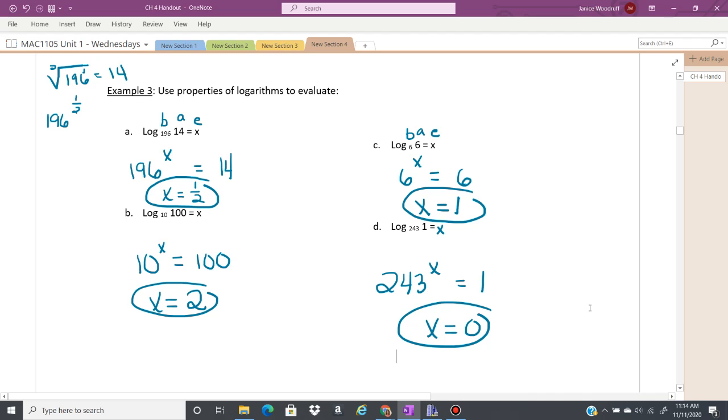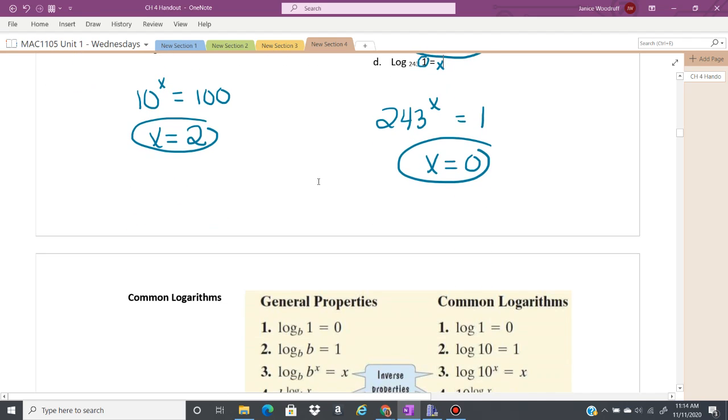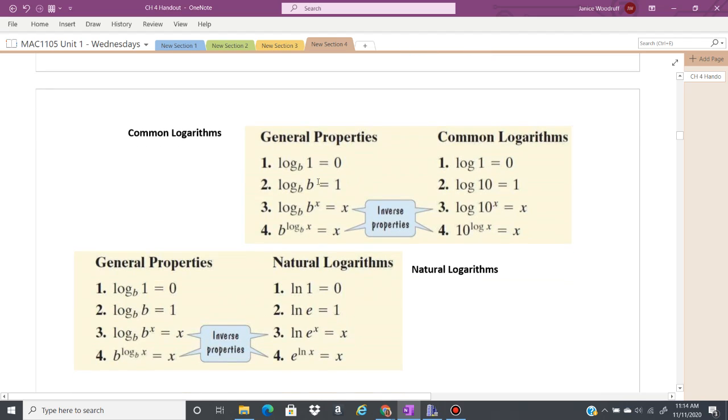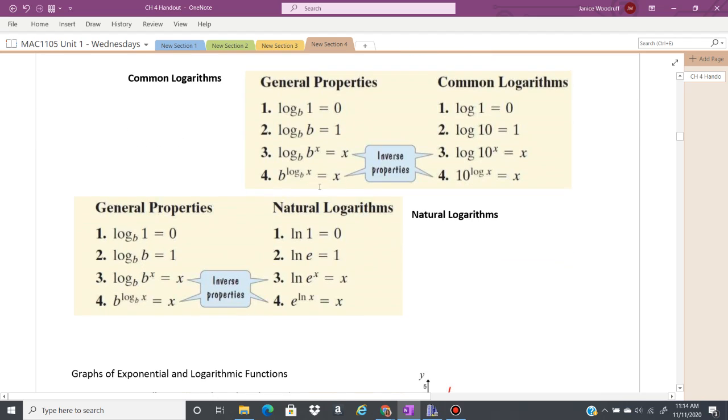All right, so notice just a few things about these logarithms in example C and D. When the base and the answer are equal to each other, that's going to be 1, because the only exponent that would make those equal is the first power. When your answer is 1, that exponent is always going to be 0 because anything to the 0 power is 1.